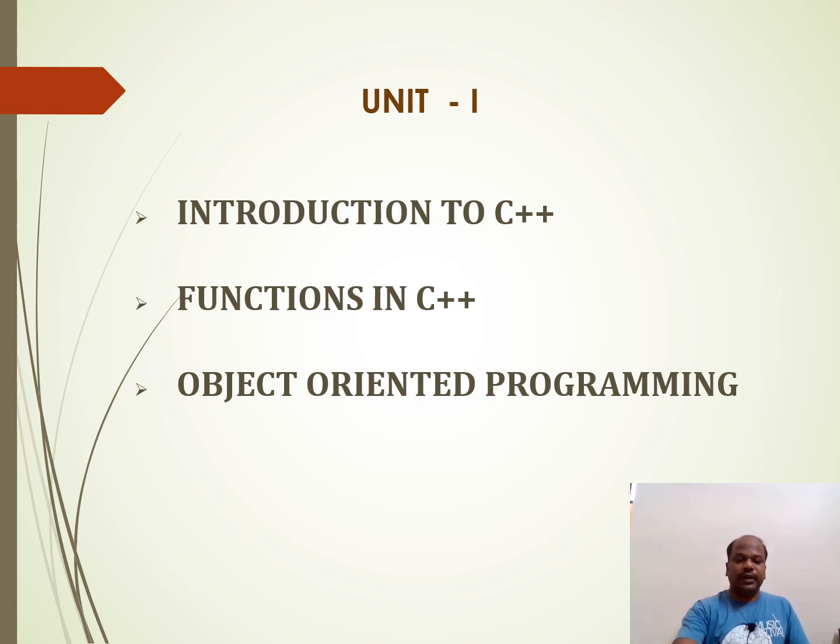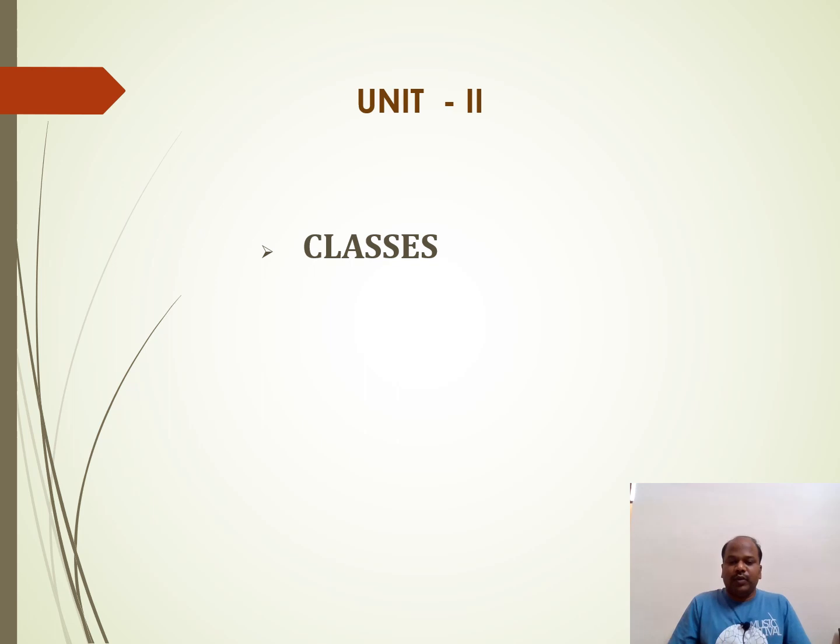And the second unit, which is the most important unit, is classes. C++ is completely based on classes. So the second unit is the most important unit. This is the critical unit, and you have to be very much aware of this unit 2, that is classes.